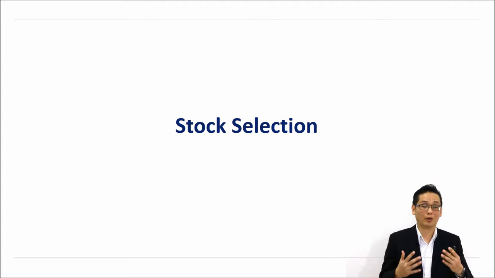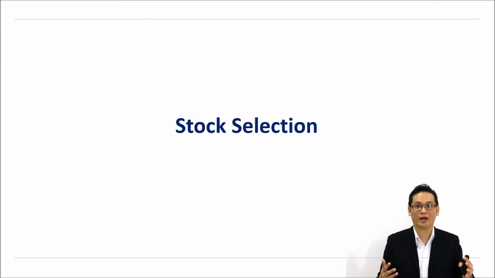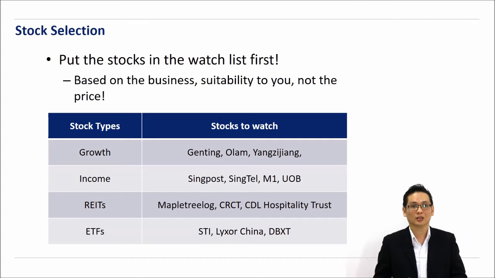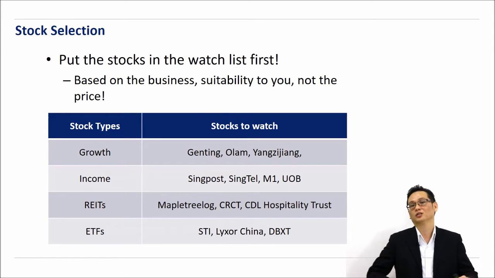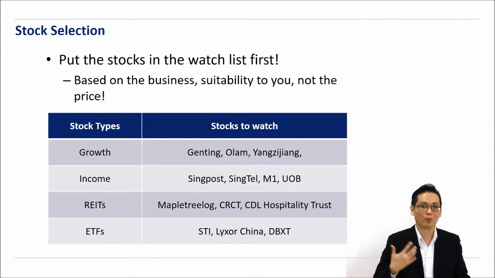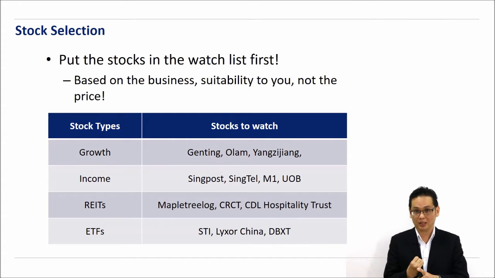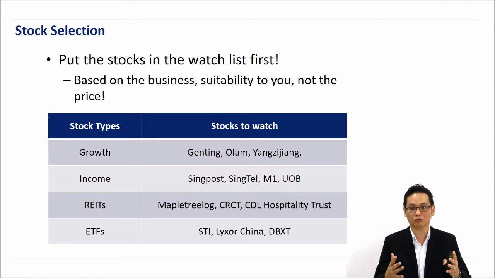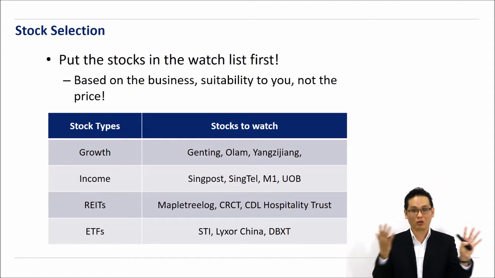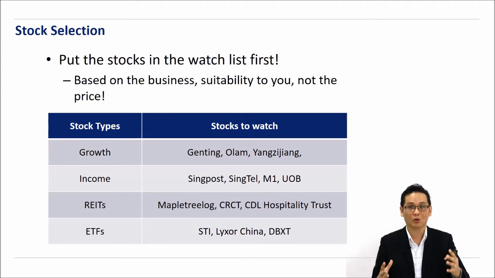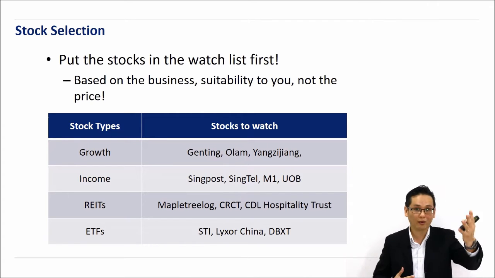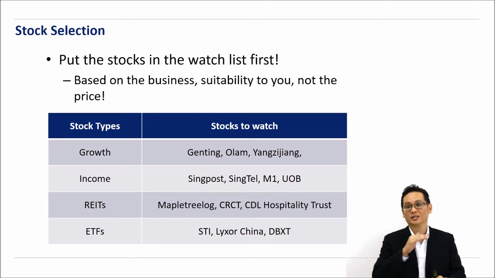Okay, so of course, step one, before you can do anything, you have to select the stocks. Hope you can remember these are the steps to actually select stocks. We have to create what we call the watch list first. Just a quick recap of what you have to do to select stocks. Number one, we have to actually look at the business. And for the business part, what is most important is that it's actually suitable to you, not the price. So at this point in time, don't talk about the price first. Just look at the business. Which business do you think is actually going to do well? Which business is going to give you a steady income?